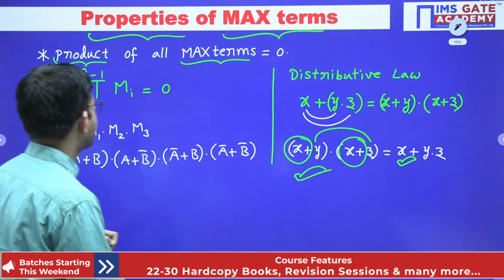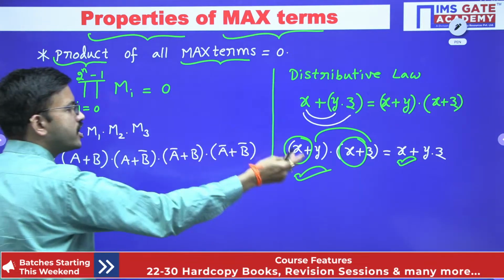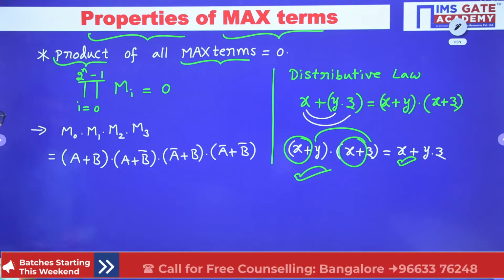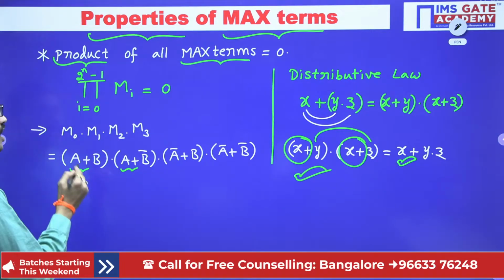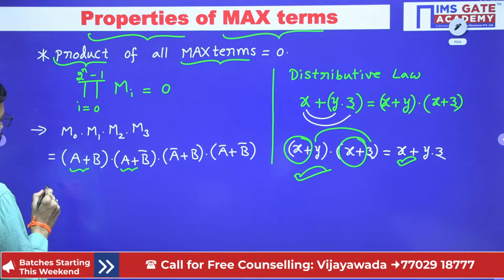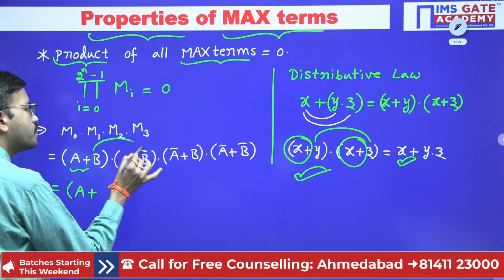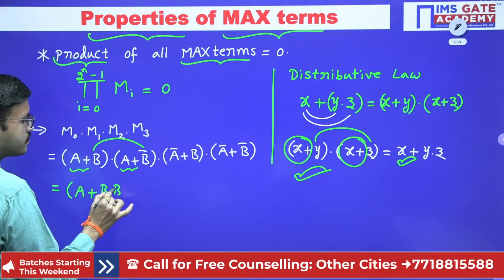Fine. Now just apply this distributive law RHS to LHS. Just observe these two brackets. Here a plus something, here also a plus something. So that means in both the brackets, a plus is the common part, right? So first of all, you can copy that one as it is. Now we have to perform logical and among these two. That means b and b bar.